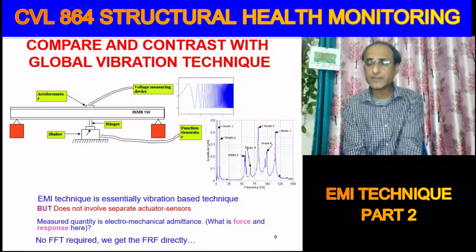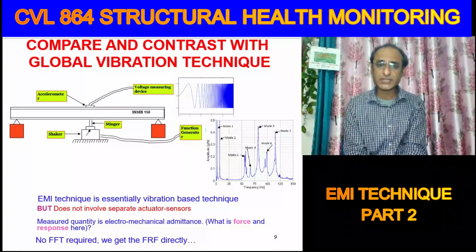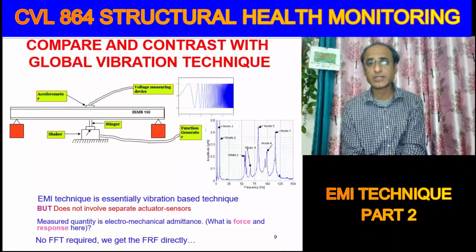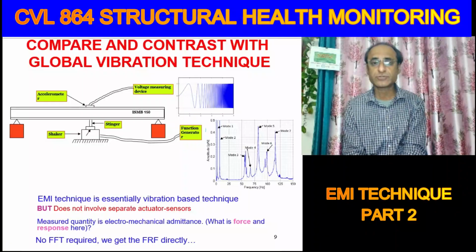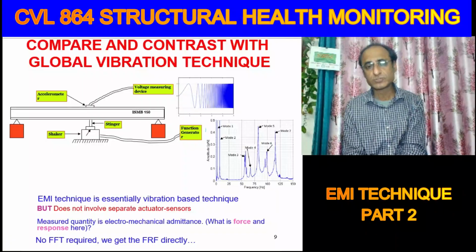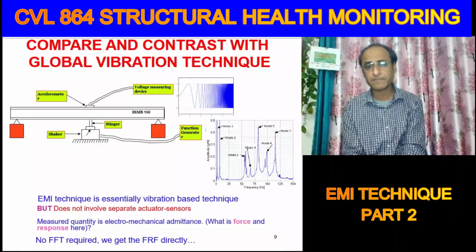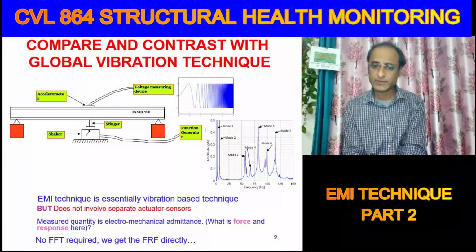In the case of the global vibration technique, you are first acquiring the data in time domain and then you are converting into frequency domain. That involves laborious computation. Then you have to use the peak picking method to get the mode shapes, etc. So here we are essentially obtaining the FRF, but we are obtaining FRF directly.